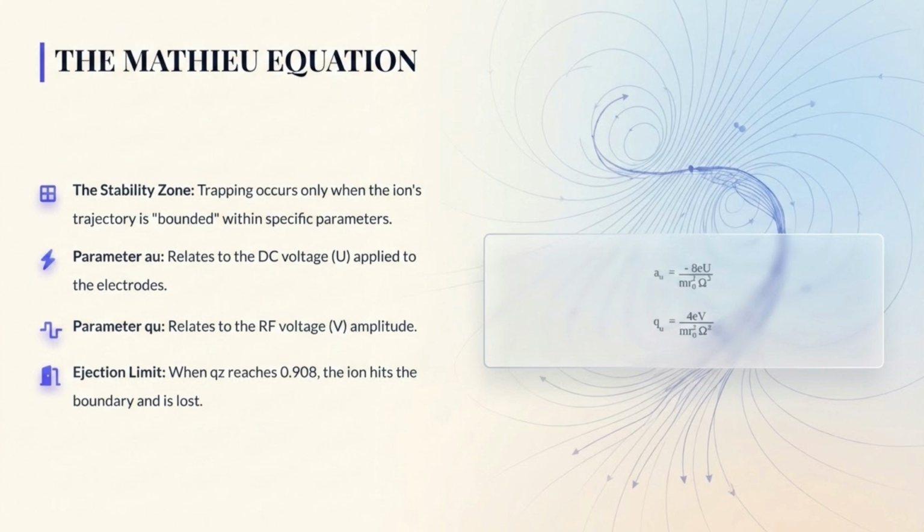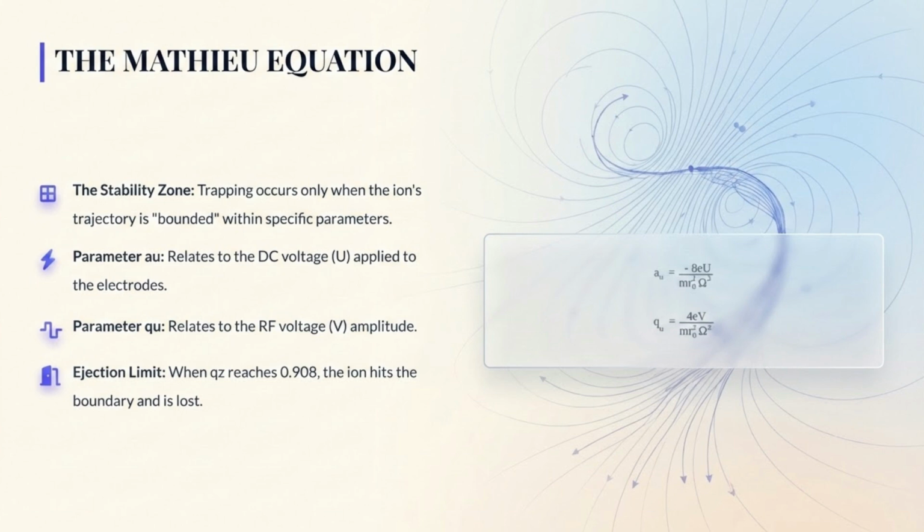The Mathieu equation tells us if an ion's trajectory is bounded, meaning trapped, or unbounded, meaning lost. We look at 2 coordinates: a sub u, which equals -8 times e times U, divided by m times r naught squared times omega squared. This is related to our DC voltage. Then we have q sub u, which equals 4 times e times V, divided by m times r naught squared times omega squared. This is related to our RF voltage.